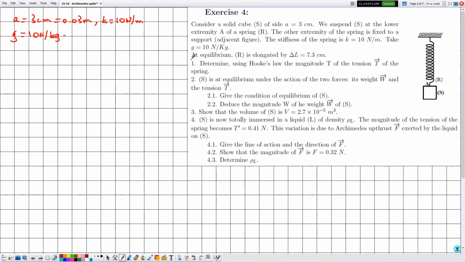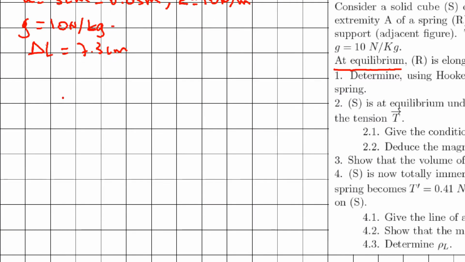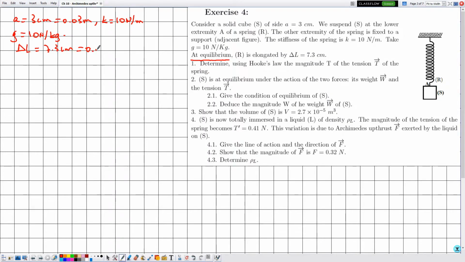So here, at any moment, we can use the condition of equilibrium. Moreover, they are giving me the elongation of the spring. So delta L is equal to 7.3 centimeters, knowing that centimeter is also not a unit of length. In order to convert from centimeters to meters, we divide by 100. So the elongation is given by 0.073 meters.